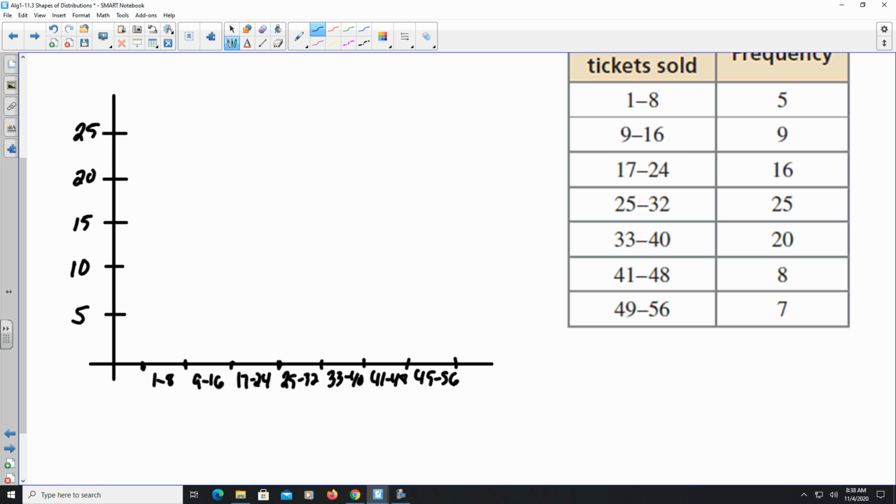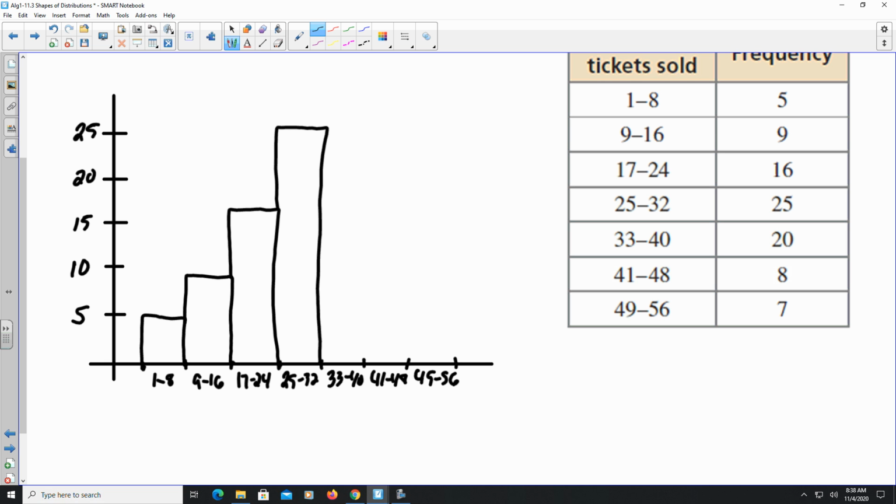Looking at the first one, we got 5, so I'm just going to go up to 5 and make my chart. Next is 9, so it's not quite to 10, so it looks something like this. 17 to 24 is 16, so it's a little bit larger than 15. And 25 to 32 is all the way up to 25.